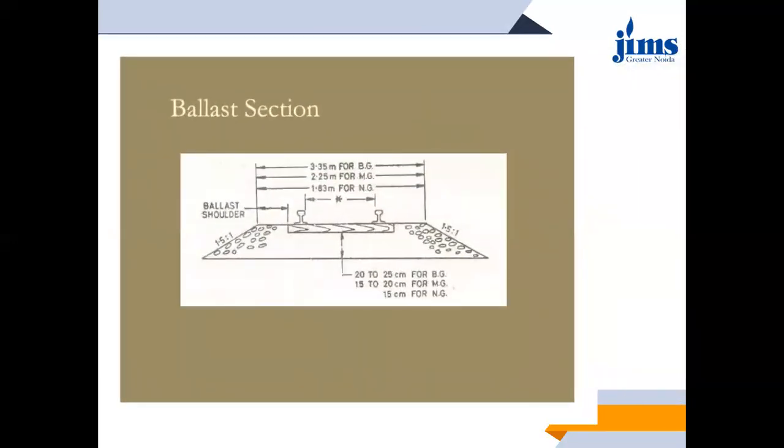See, here is a figure or a diagram that shows the ballast shoulder. So here you can see, for broad gauge, in the small letters written, up to a 3.35 meter distance, the ballast shouldering would be done. For meter gauge, it is 2.25 meter. For narrow gauge, it is 1.83 meter. Okay.